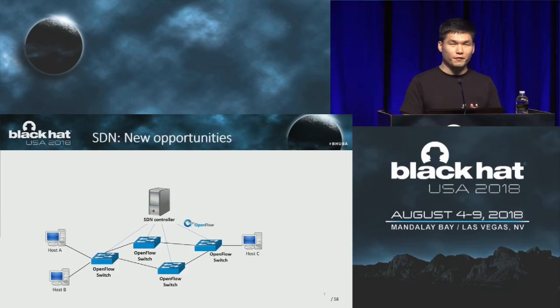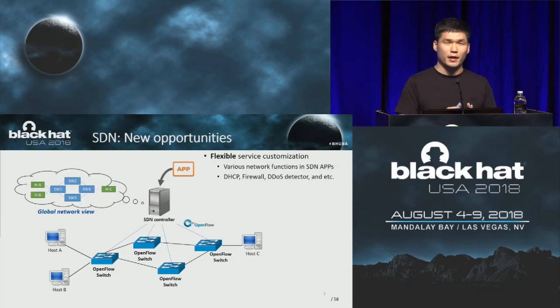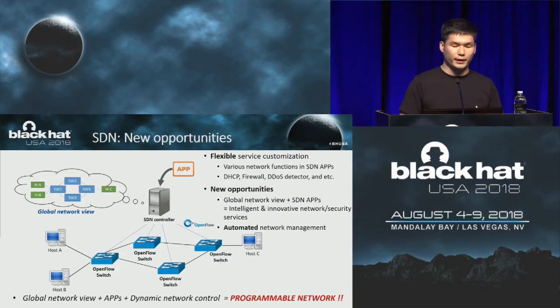Basically, SDN controllers provide useful network functions such as switch discovery, host discovery, and routing computation. Whenever you connect those devices to the SDN controller, the controller automatically constructs a global network view, so it is far easier to manage the network devices in SDN. And it is also possible to flexibly customize the network functions using the open APIs that most SDN applications available today expose. So you can easily develop various SDN applications such as DHCP, firewall, and DDoS detector, and so on. This can be a new opportunity because, unlike the traditional network, now you have the global network view and innovative network functions in these SDN applications. You can just deploy them into your SDN so that the SDN applications automatically manage the network. For that reason, SDN is known as a programmable network today.